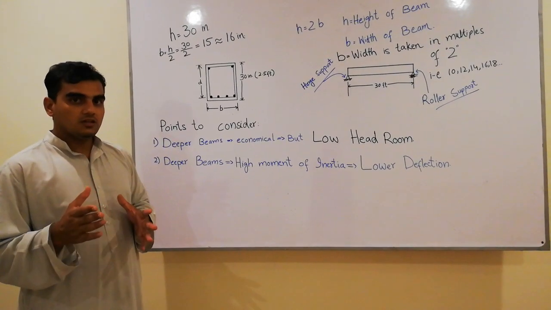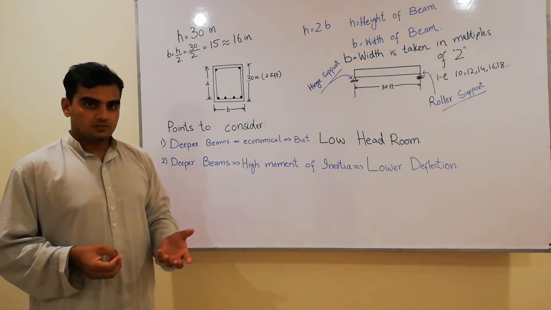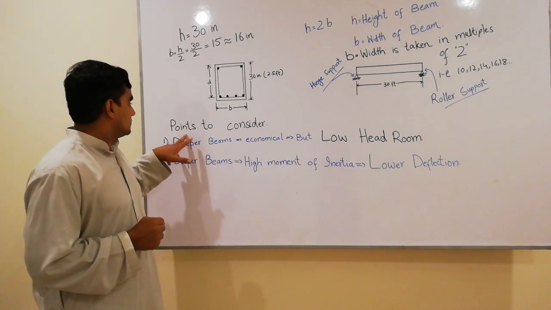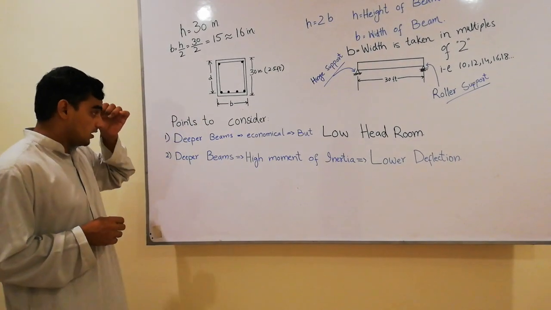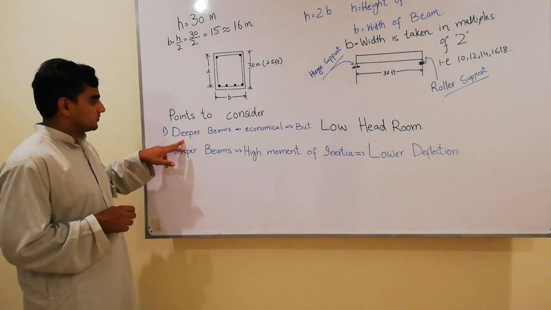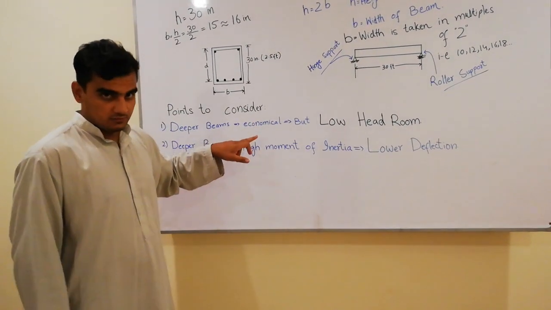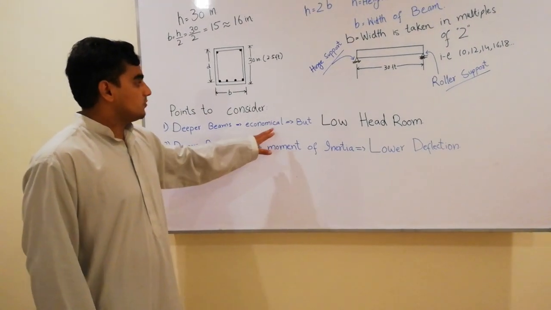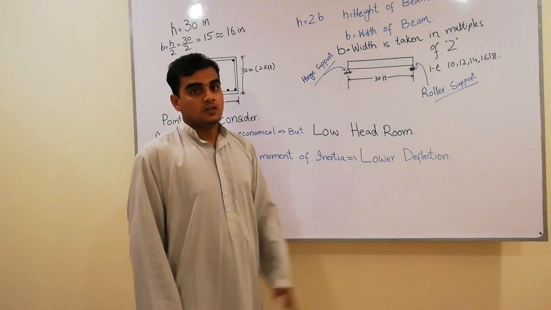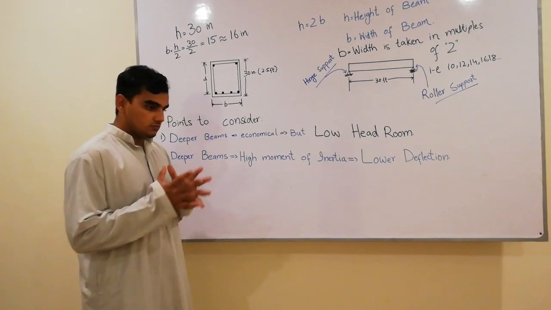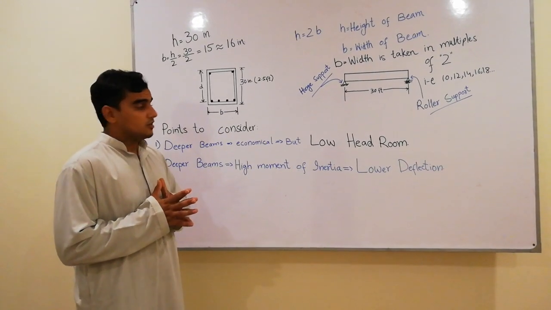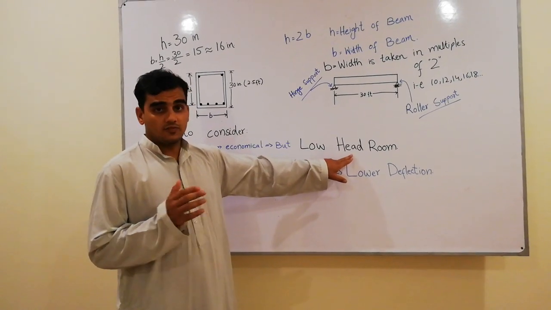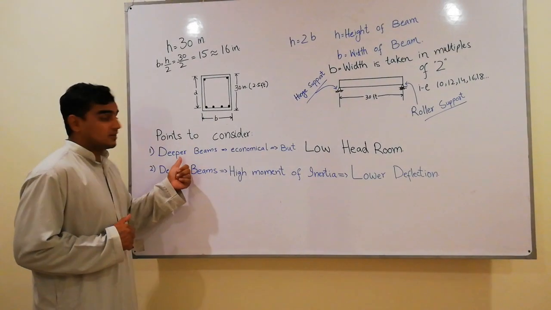But structurally, in structural engineering or RCC structural design, we need to consider a few points. If your beam is deeper, then it would be economical. It means that you are going to save steel, but at the same time you have lower headroom. So if you need an economical design, you can go for deeper beams. But if headroom is your problem or you need a lot of headroom, then you have to cut the depth of the beam accordingly.